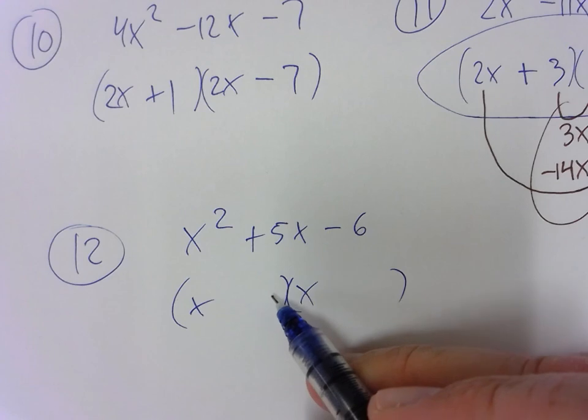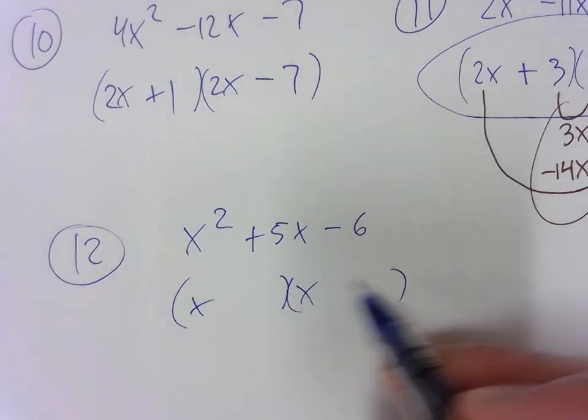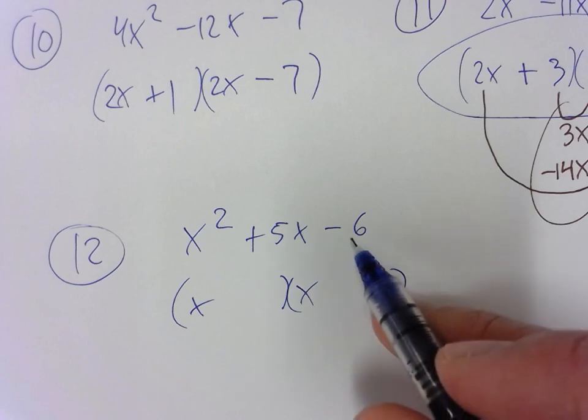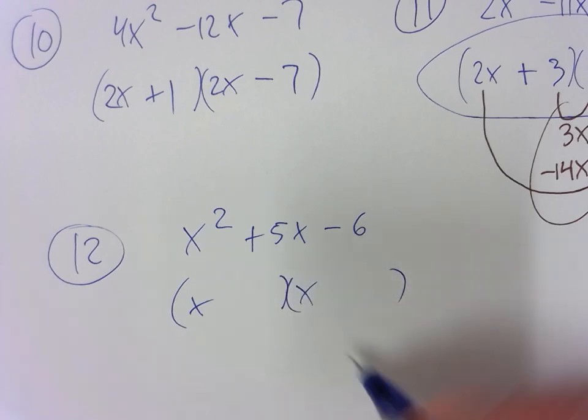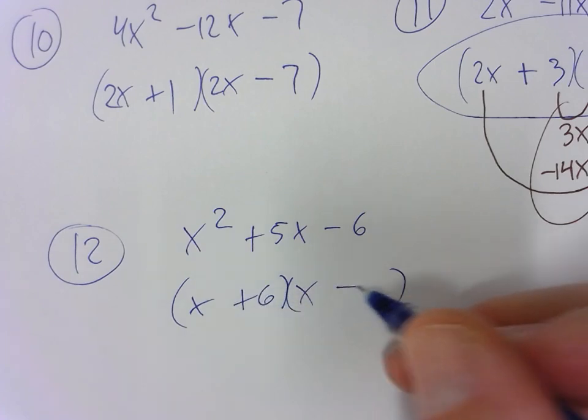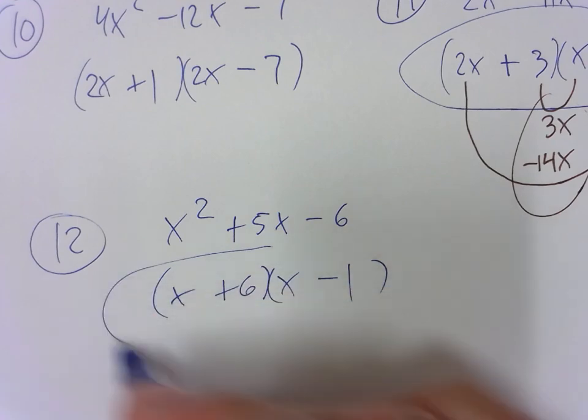The reason why it's not 2 and 3 has to do with the fact that it's a positive and a negative, so it has to be 1 of each sign. So it needs to be a positive 6 and a negative 1, because 6 minus 1 makes the 5. And that's the answer.